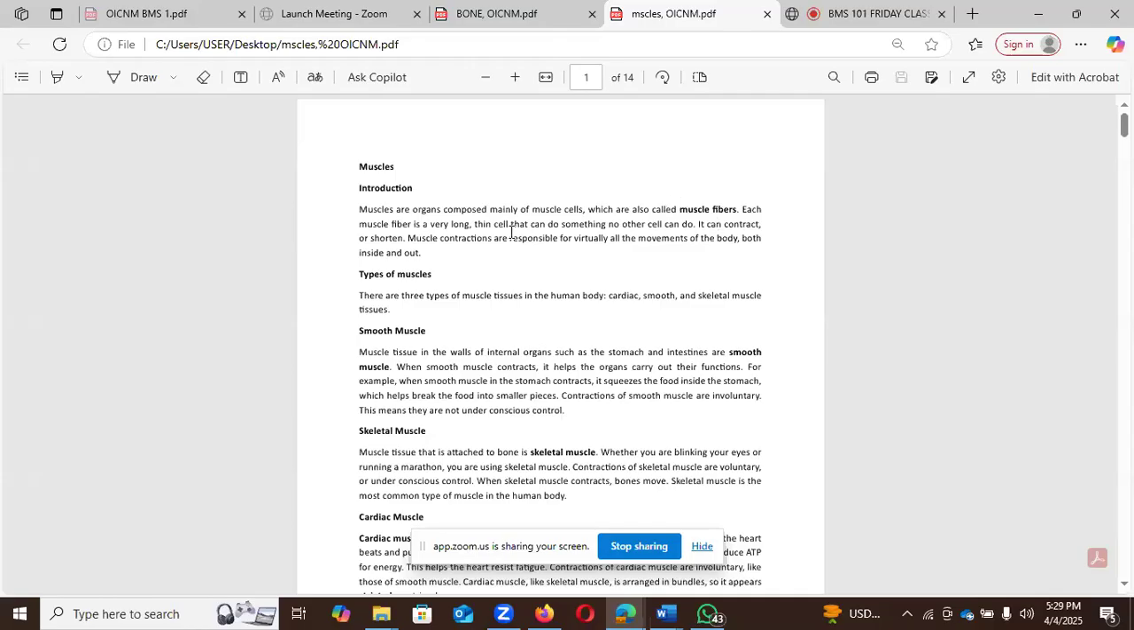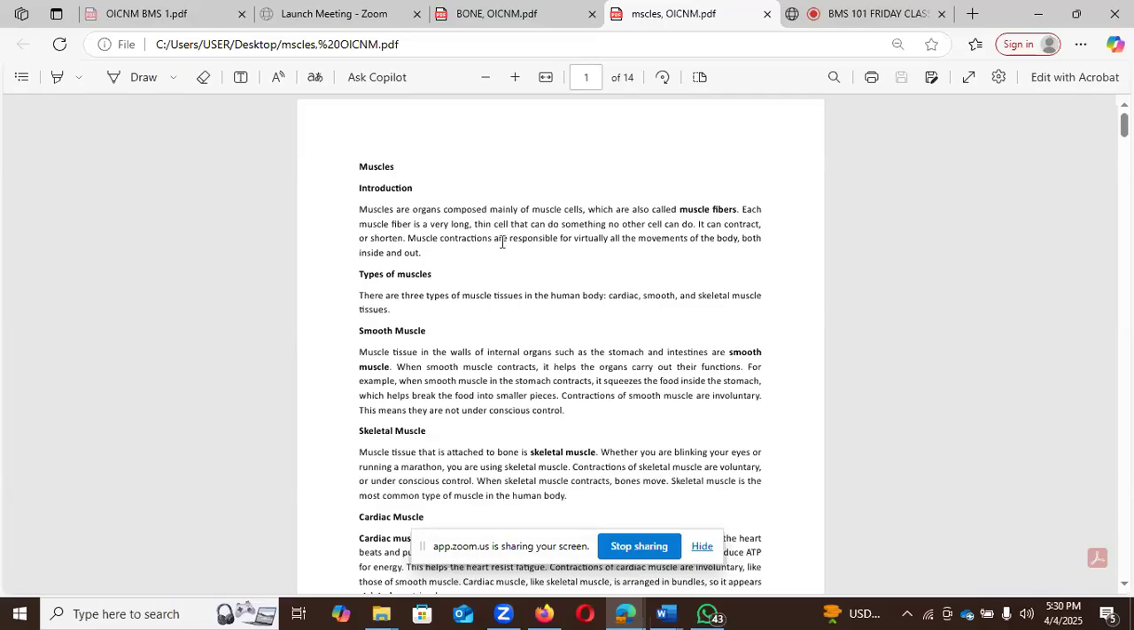Each muscle fiber is very long and thin, and is made up of cells. The muscle can contract and relax, and the contraction and relaxation of muscle is responsible for bringing about movement in the body. So your tongue can contract and relax, and that gives you the ability to speak and to digest food. If the tongue cannot contract and relax, you cannot speak or talk, and you cannot swallow.